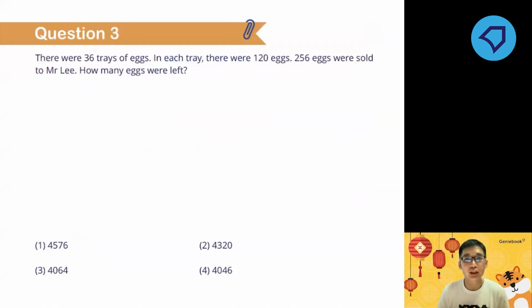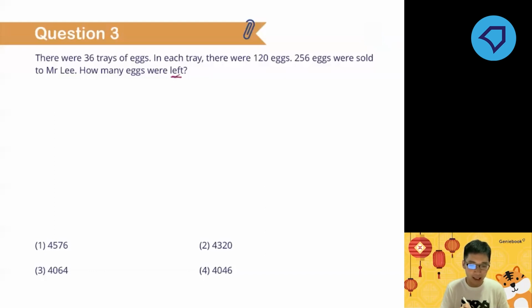Now let's take a look at question number 3. If you have been to the wet market or you have been to the supermarket, right, you know that eggs are sold in crates, sold in packets, or sold in trays, right? The cardboard trays. So here you have 36 trays of eggs, all right? Each tray contains 120 eggs, all right? 256 eggs were sold to Mr. Lee. How many eggs were left?